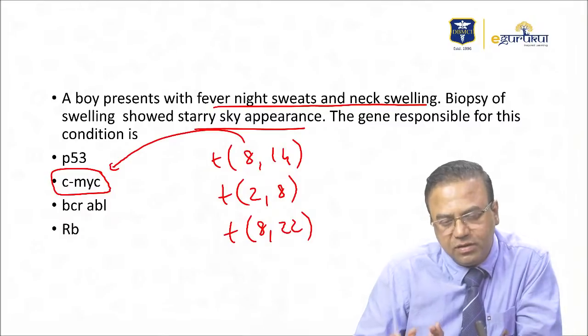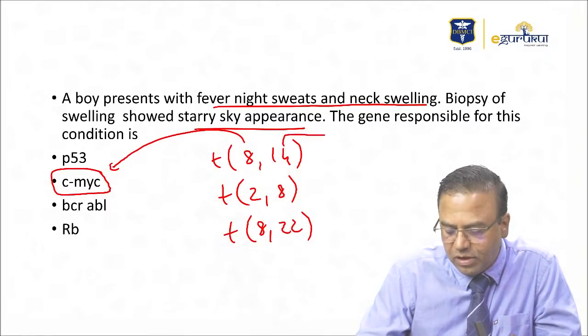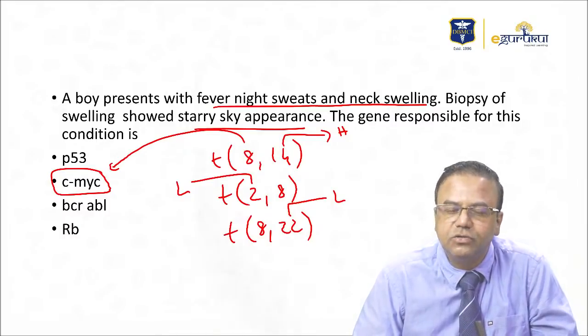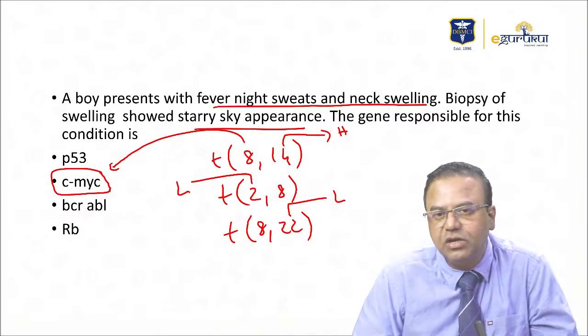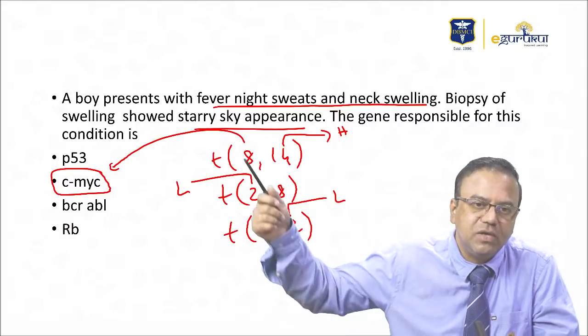Rest of the lymphoma is very easy. We know either it has to activate the heavy chain or the light chain. You know that 14 is the heavy chain part of the antibody, 2 is the light chain, and 22 is also light chain. So one is kappa, one is lambda. So light chains are 2 and 22, heavy chain is 14. One of them has to be activated. That's how you get the malignancy going. So C-MYC is the oncogene.